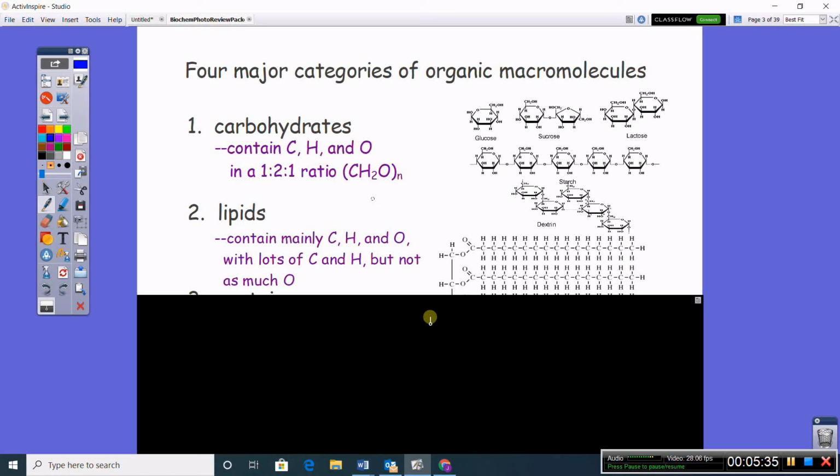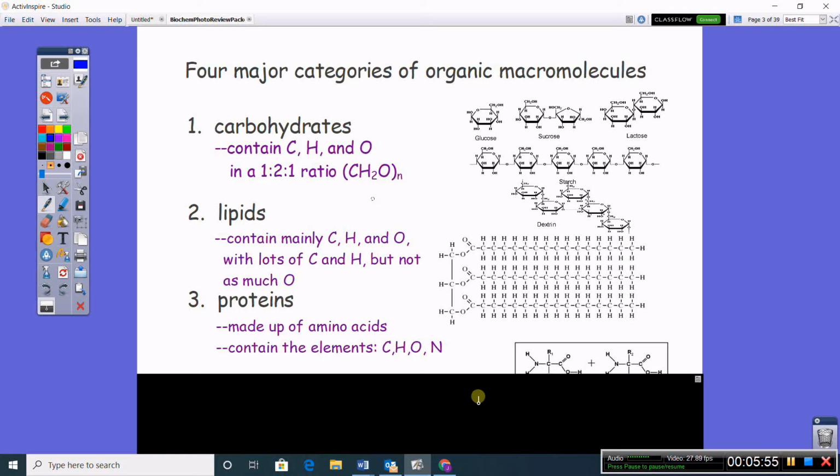Lipids also mainly contain carbon, hydrogen, and oxygen, but they contain much less oxygen. Still usually twice as much hydrogen as it does carbon. That's pretty standard. But usually lipids are going to have a lot less oxygen than your carbohydrates do.